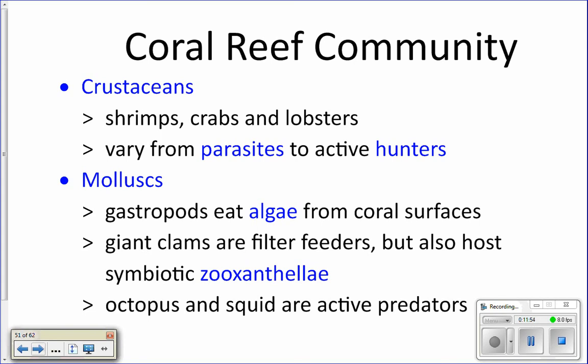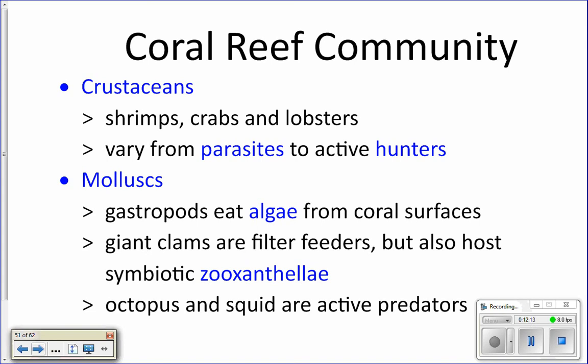You also have mollusks. So you have giant clams that will have symbiotic relationships with zooxanthellae and will be filter feeders as well, and also help to keep the water clear. And then their shells will be involved in reef formation as well.